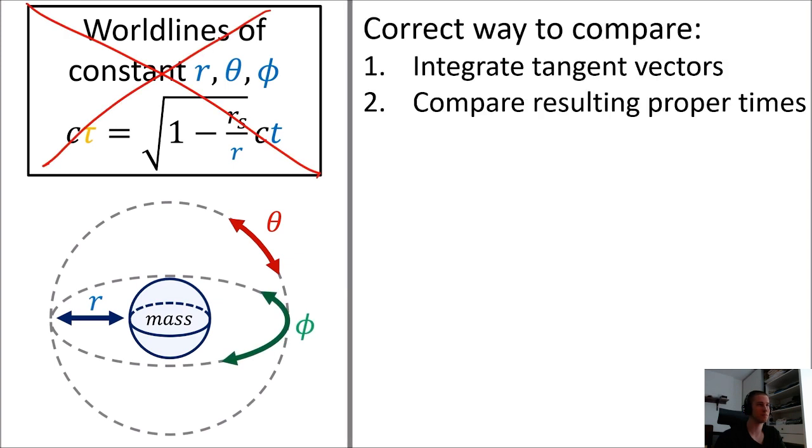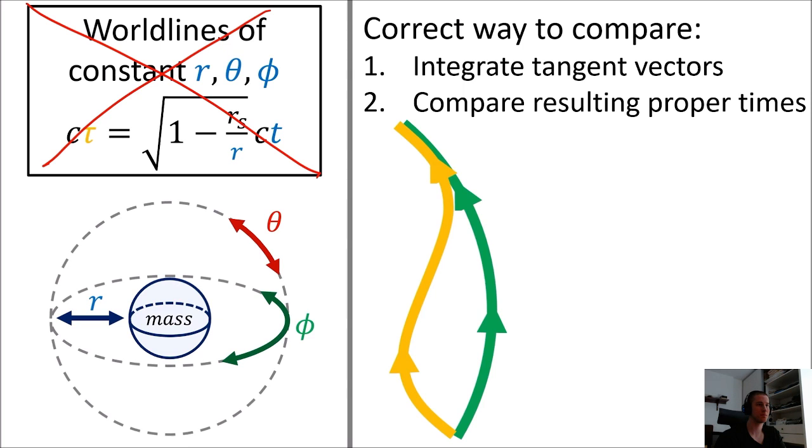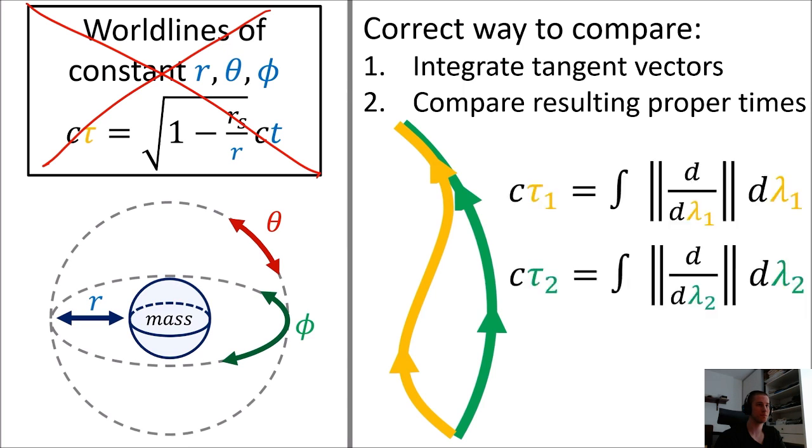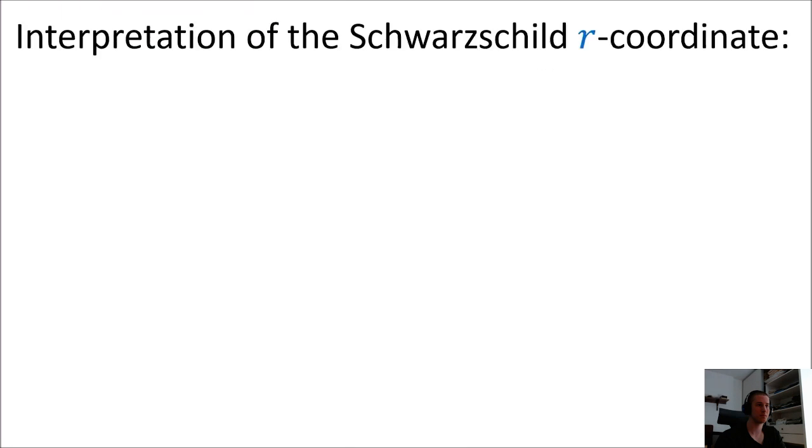The correct way to compare proper time along two arbitrary world lines is always to integrate the tangent vectors along those world lines and compare the resulting proper times. Now let's look at the physical interpretation of the r-coordinate.